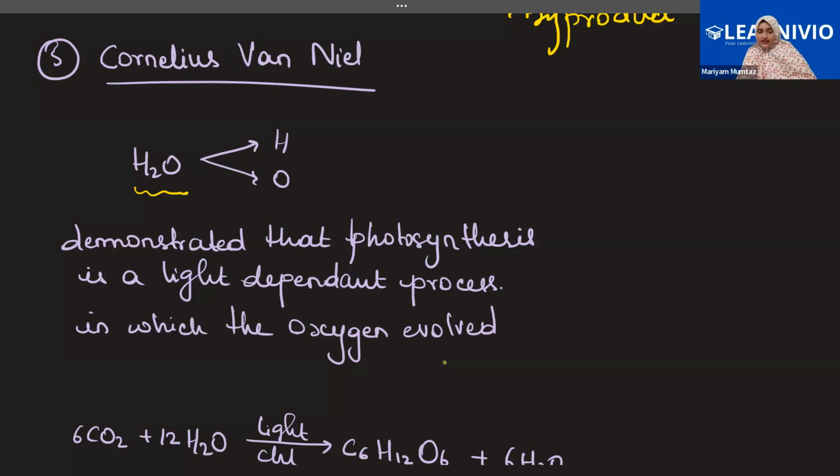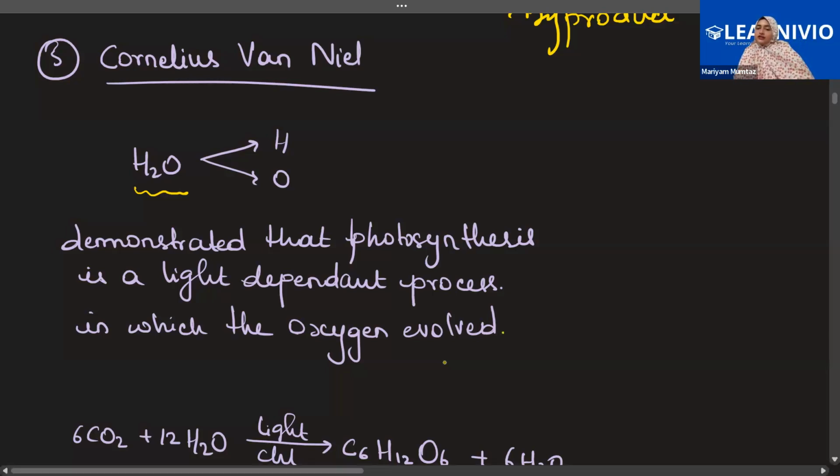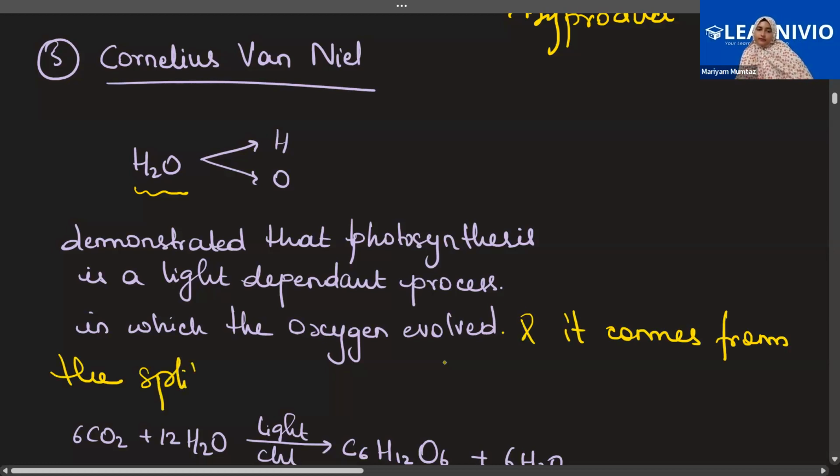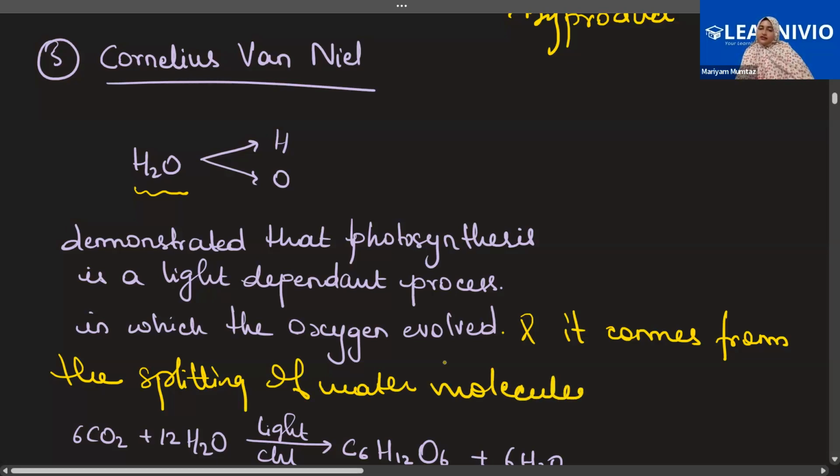Without the light, photosynthesis will not take place. And he also said that oxygen is involved during photosynthesis and it comes from the splitting of the water molecule. Meaning, whenever the water molecule splits, only then will the oxygen be released. Is it clear, students?